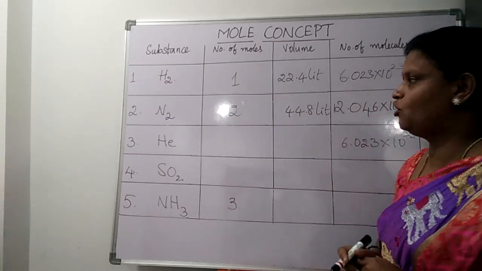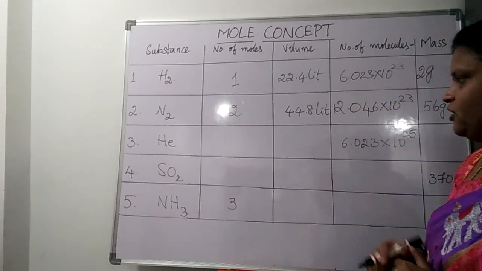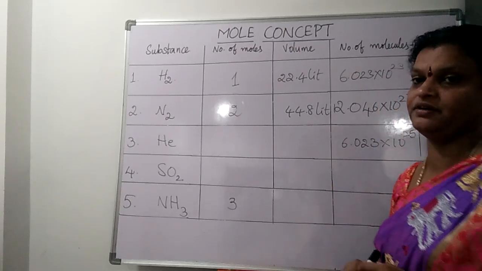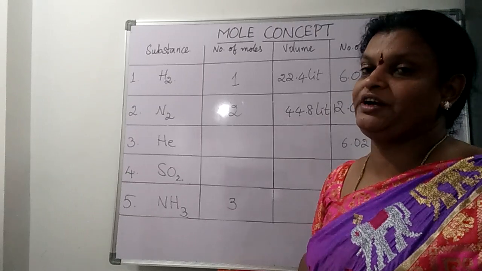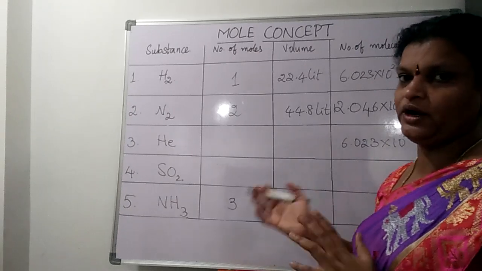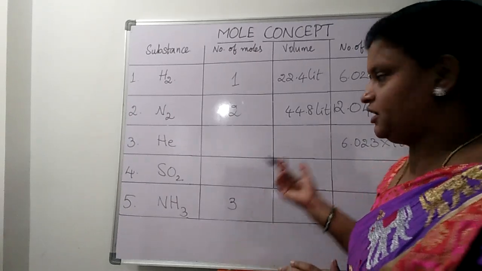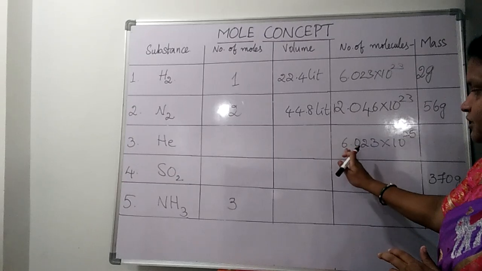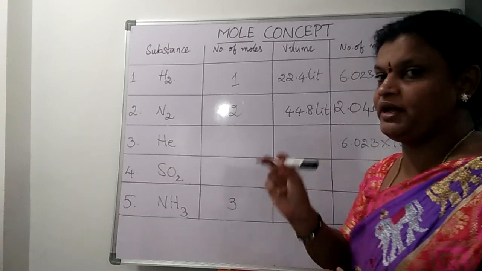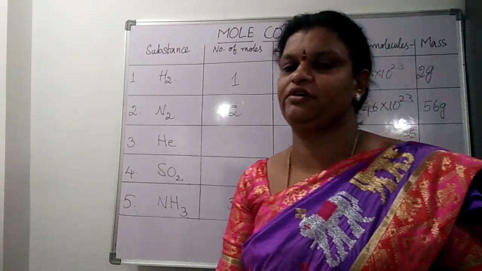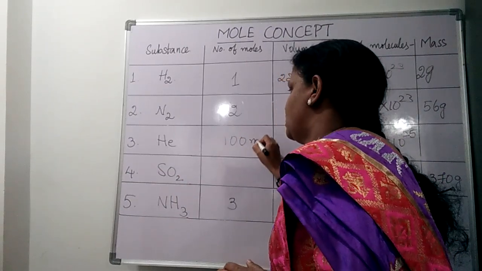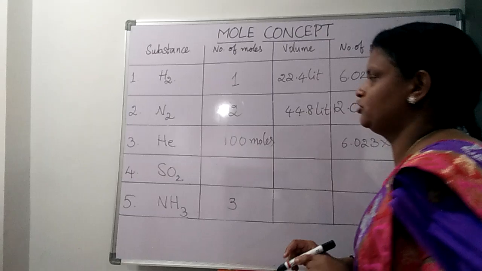Number of moles: how many moles are present? Here we got only one detail about helium, that is 6.023 into 10 power 25. 6.023 into 10 power 23 means nothing but 1 mole. 10 power 25 is given, meaning they have multiplied by 100. As by seeing this number 6.023 into 10 power 25, we got this number by multiplying 100 with 6.023 into 10 power 23. So what can we write here? 100 moles.